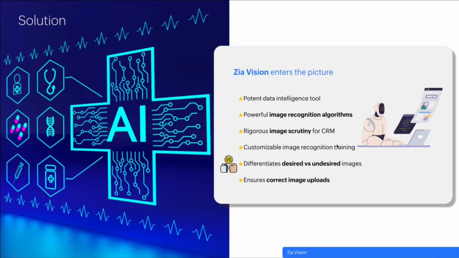Zia Vision operates on a foundation of image recognition and classification. You can train Zia with a variety of images, and over time, with sufficient training data, it learns to differentiate between the desired and the undesired images. You can also use the pre-trained object classifiers provided by Zoho CRM or use your own images for training purposes based on your requirements.